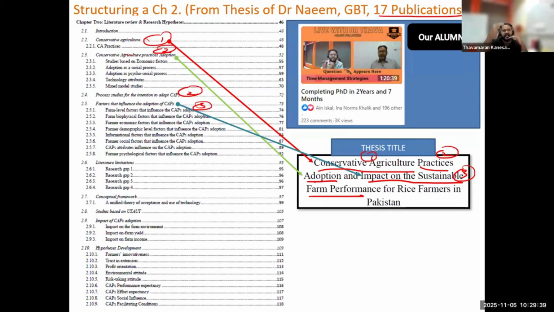If you don't have that anchoring element, they won't know, oh, okay, this is conservative agriculture, which is part of the title. This is adoption, which is part of the title. So they can follow through the whole structure. This is what I call structure. This is the PhD level structure.